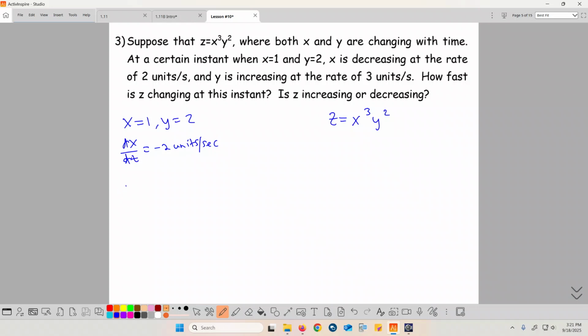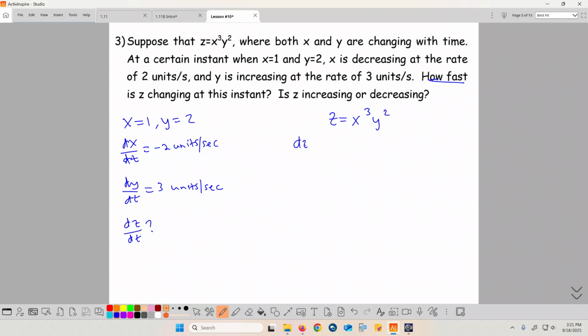And y is increasing, so this would be dy dt, at a rate of 3 units per second. So let's put here 3 units per second, okay? All right, with that being said, how fast is z changing at this instant? So we're looking for dz dt. Alrighty. Okay, here we go. And again, how fast, that indicates related rates. So we're going to derive this implicitly.